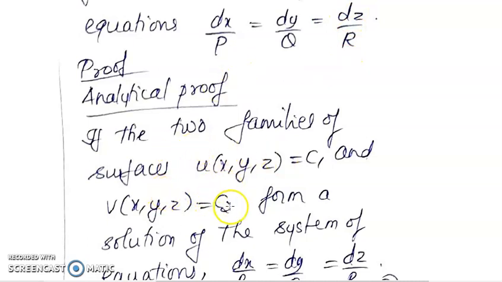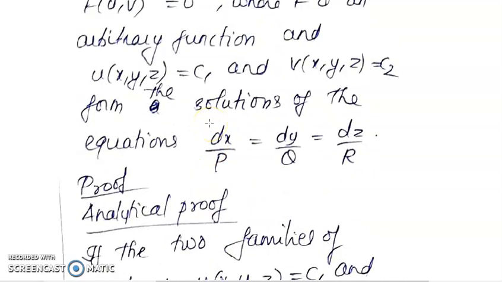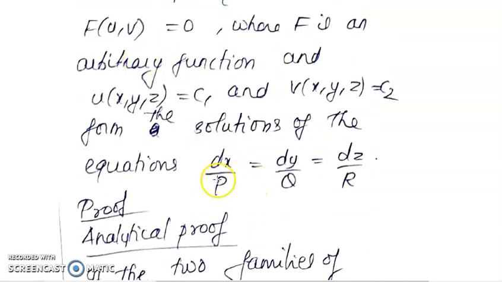Now first of all we'll evaluate the values of dx, dy and dz. From u equal to c1 and v equal to c2, we can find an equation of this form which satisfies the condition u equal to c1 and v equal to c2. From that we will get the values of P, Q and R.